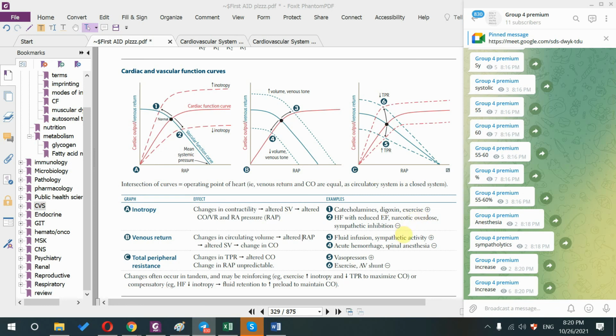Good, increase. So when sympathetic activity is increased, it also increases the volume and the venous tone, which leads to an increase in the preload, basically.